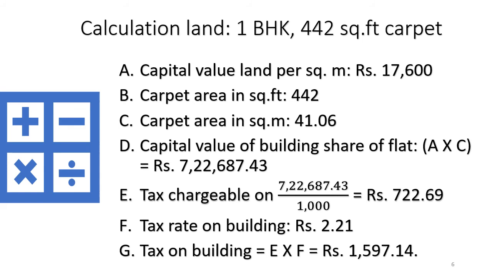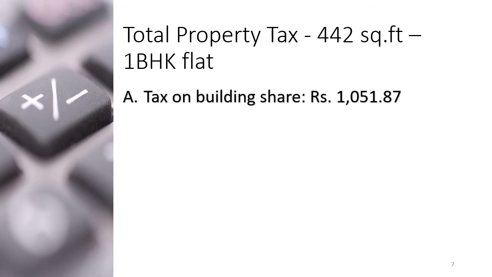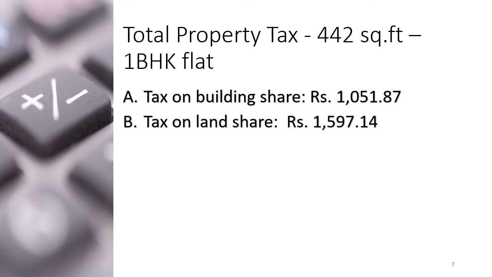So we'll add two numbers, this one and the one in the previous slide, to get the property tax for a flat of 442 in the next slide. We shall now see how the total property tax bill is calculated. We take the first number, 1,051 rupees 87 paisa for the building share part. The land share works out to 1,597 rupees 14 paisa.